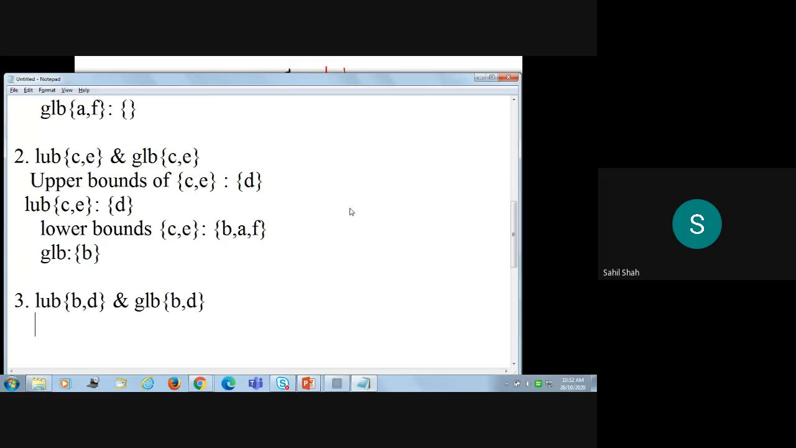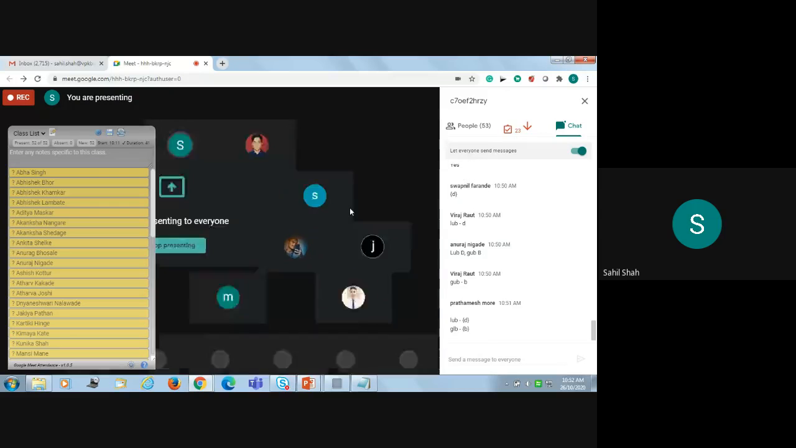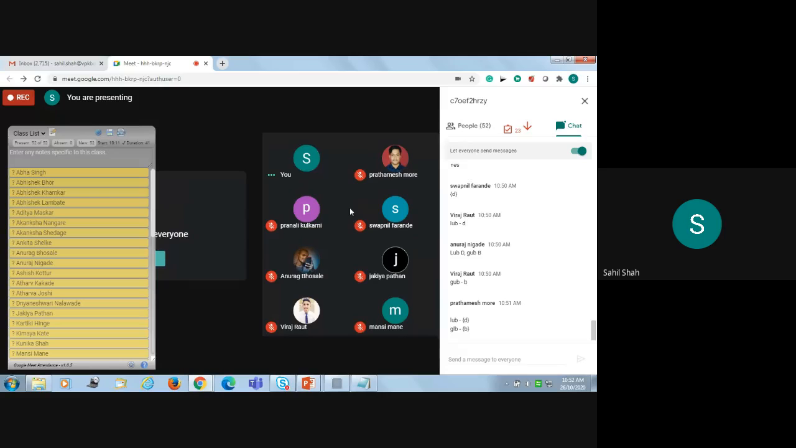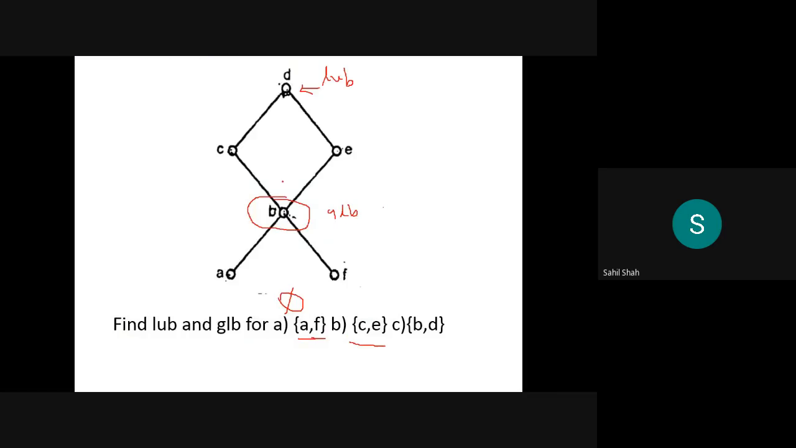Can you tell me what are the upper bounds of B comma D? For this example, what are the upper bounds? In the context of B, okay, upper bounds of B are C, E, D. Upper bounds of D: there is nothing upper to D. Ready? So what are the upper bounds of B and D? I will say the upper bound of pair B comma D is D.